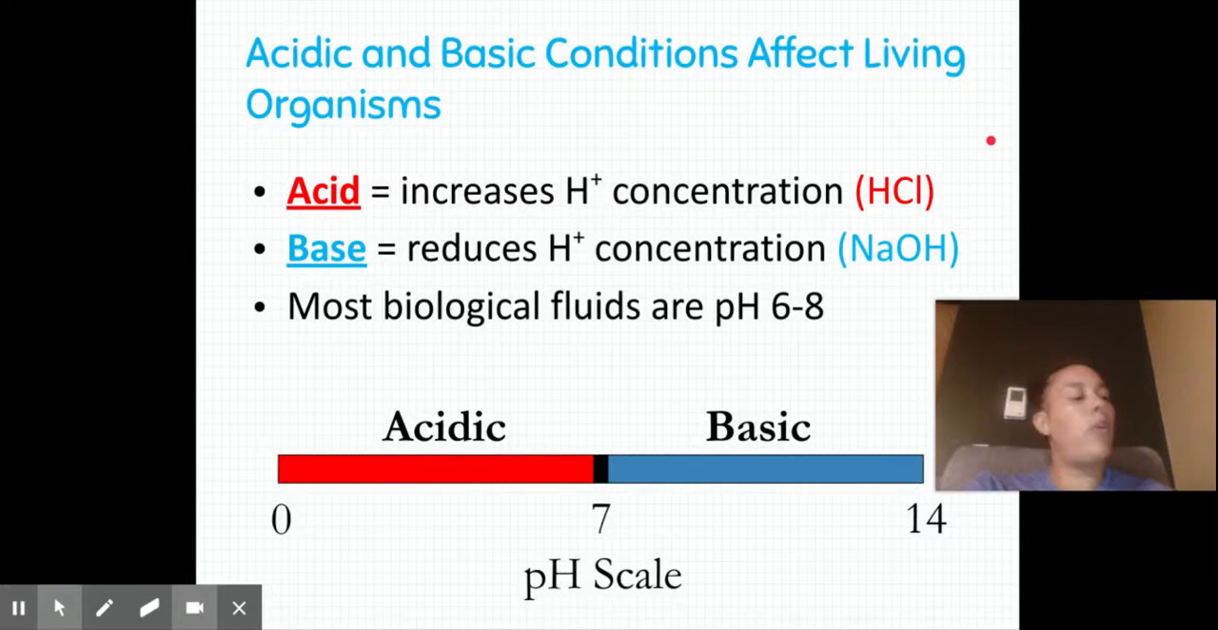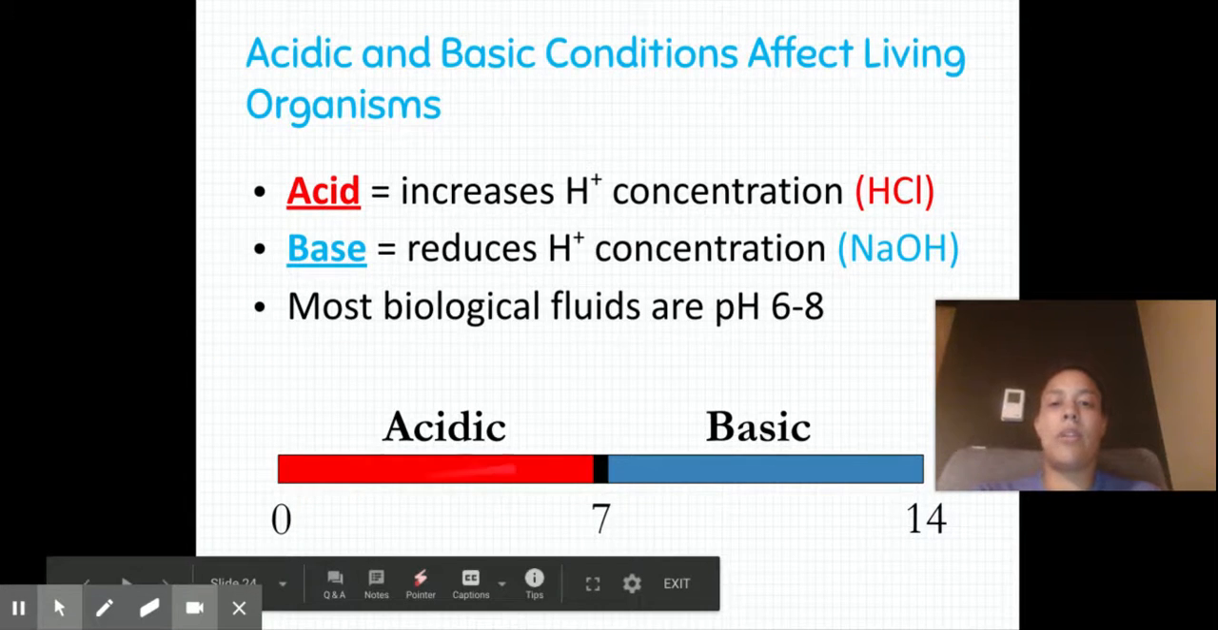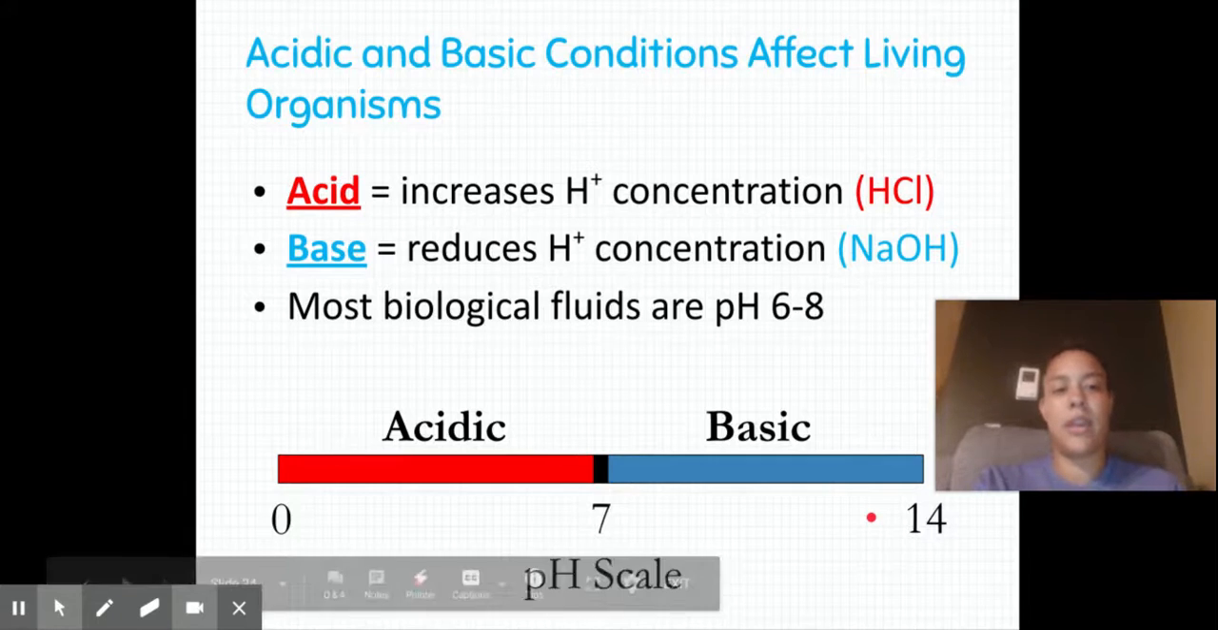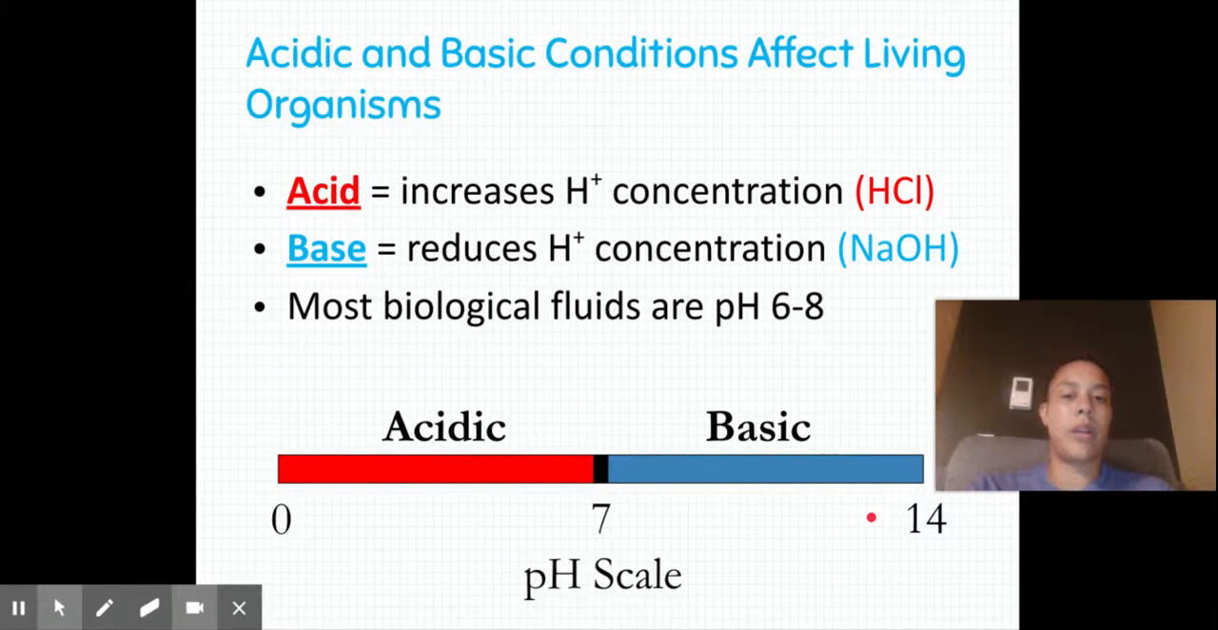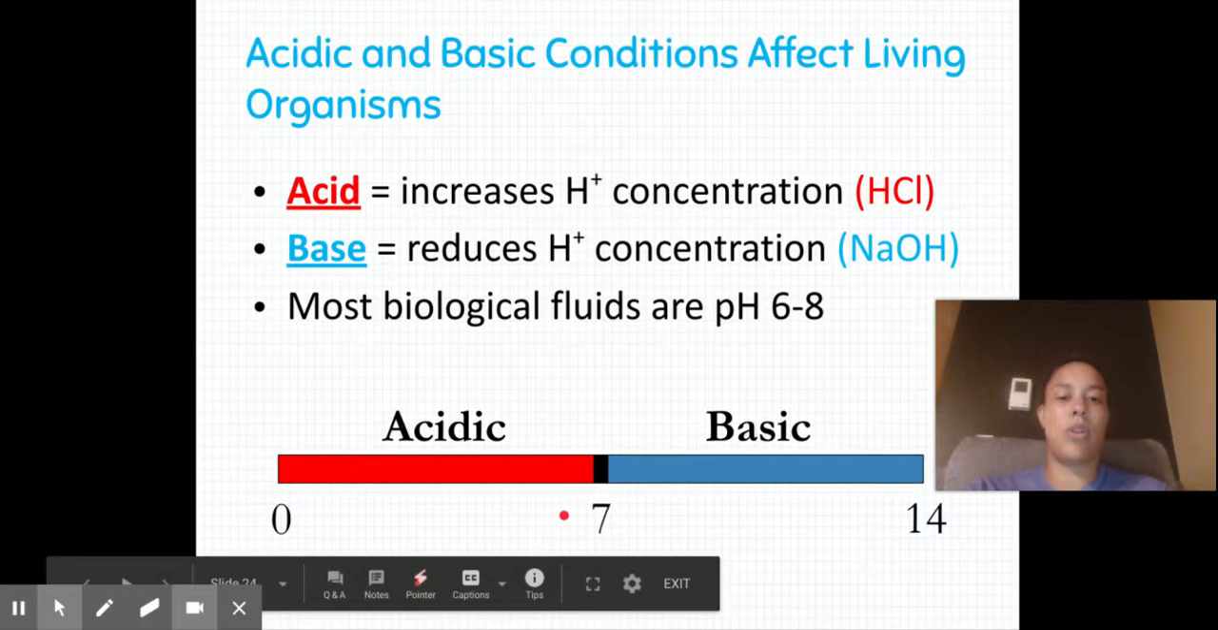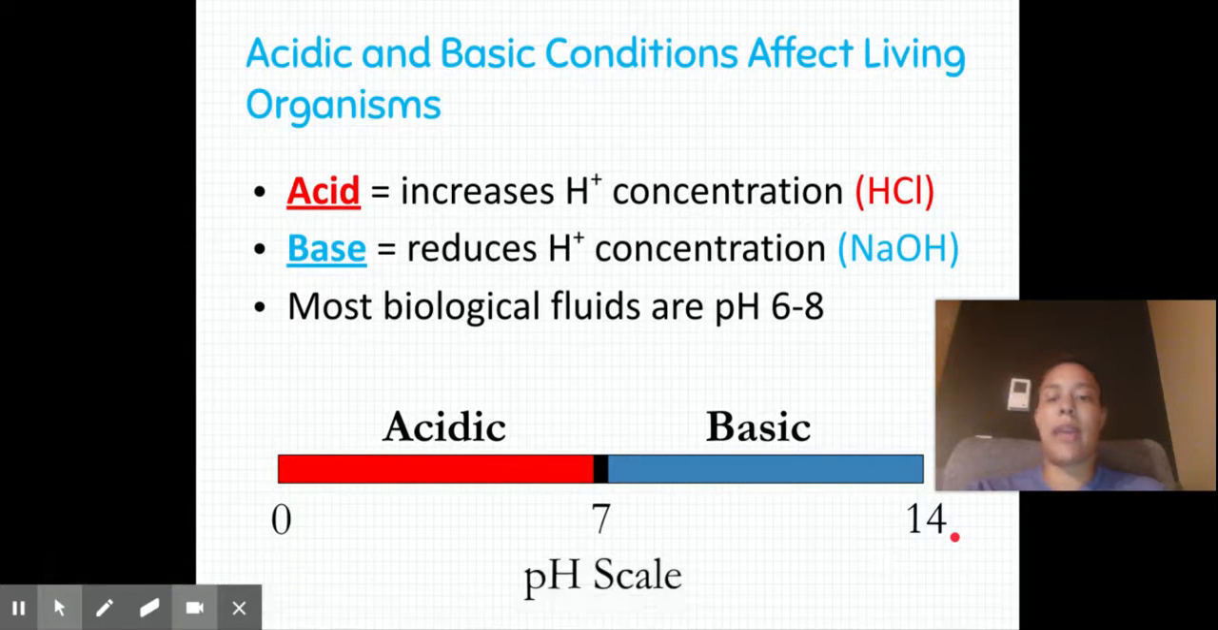So how do we know whether we have an acid or a base? Acids are going to have an increase in hydrogen concentration. They're going to be further down on our pH scale over here, and then our bases are going to have less hydrogen ion concentration or be higher up on our scale, and that's where lots of people get confused. But hopefully we remember that numbers lower than 7 are acidic and numbers higher than 7 are basic. And that's just talking about the fluctuations that we can have.